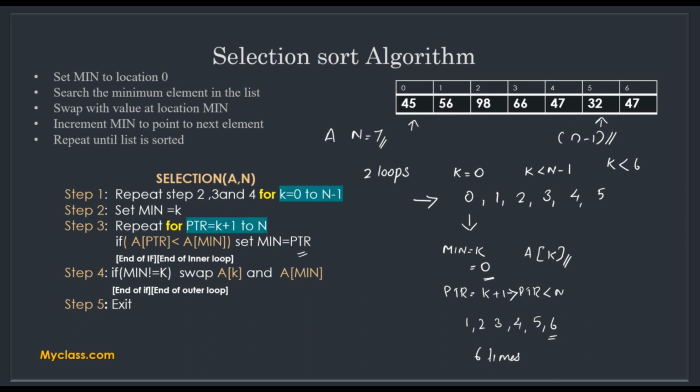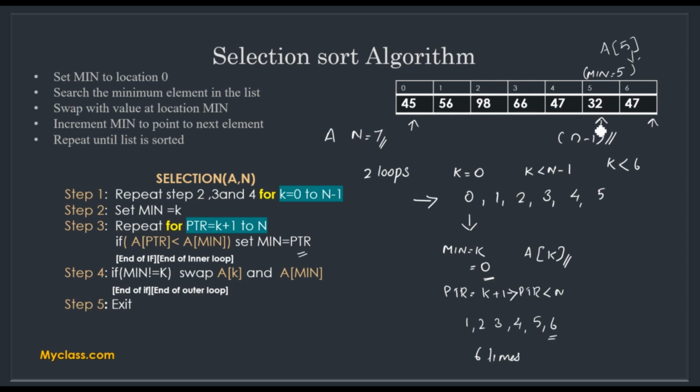At that time, we are changing our min value to 5. Then again we are checking, because we are working the inner loop up to n minus 1, up to 6. So A of 6 is less than A of 5? We are checking again. No. So our actual minimum value among this list is A of 5. Then step 4 is: if min is not equal to K, then swap A of K and A of min.